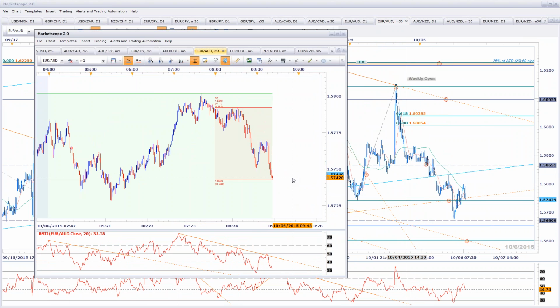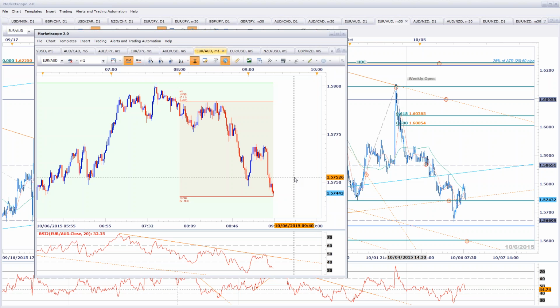Yeah, I mean, I'd be looking lower near term. You might get a pop back into the U.S. trade open, but I really wouldn't be looking to fight this too hard, Mark.